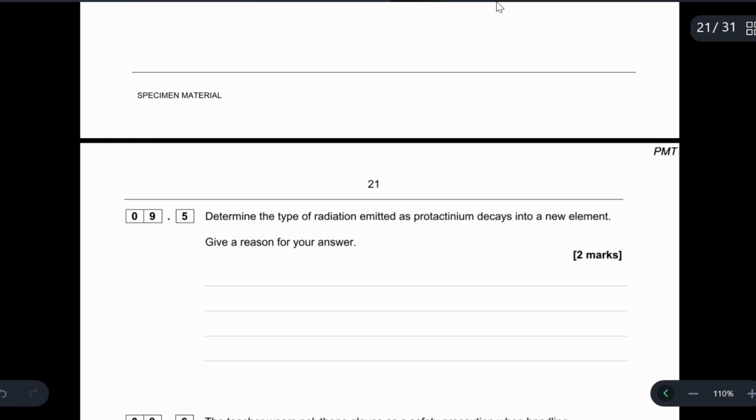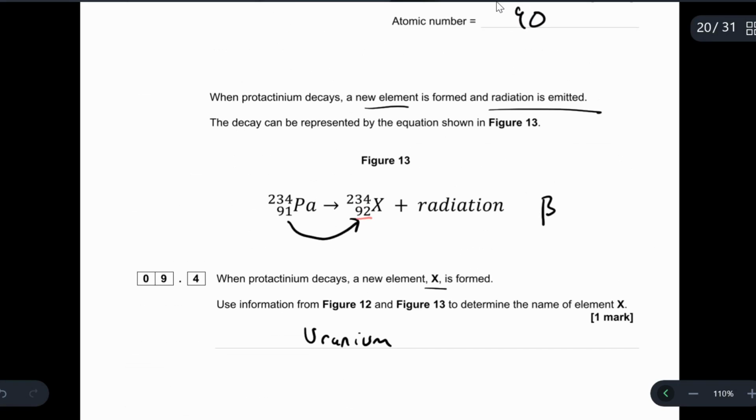Okay, 9.5, determine the type of radiation emitted as protactinium decays into a new element. So this is where we come to this point here where we mentioned that this is beta decay. So with beta particle decay, what happens is you have a neutron in the nucleus of your starting element, decays into a proton plus an electron, and the electron is emitted as your beta particle. But essentially what happens then is that you gain a proton, so your atomic number increases by 1, but your atomic mass stays the same.